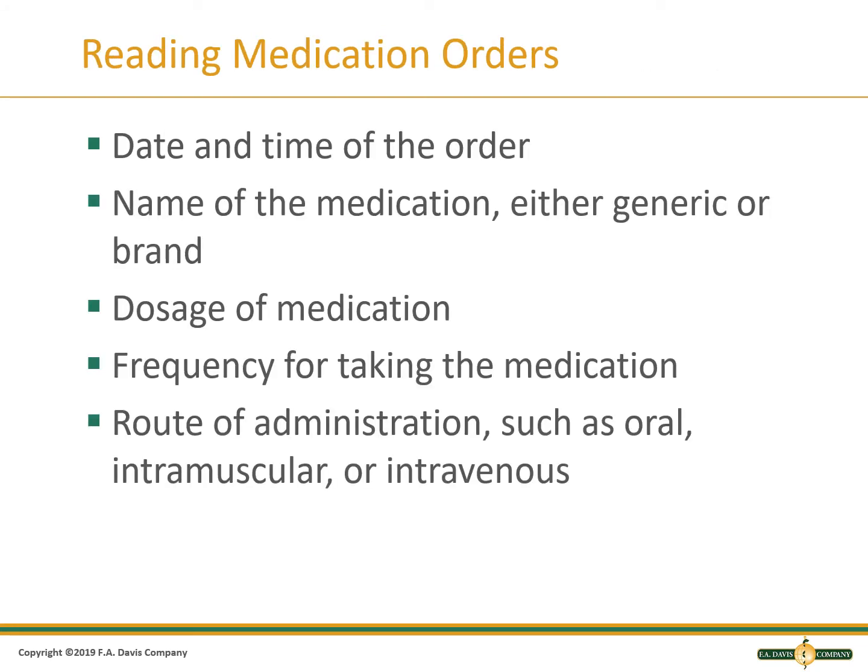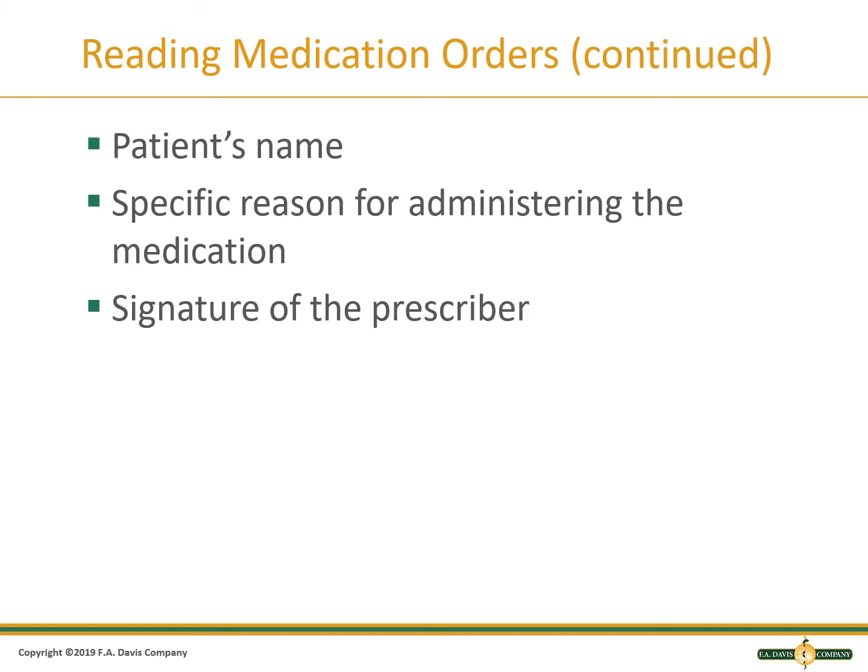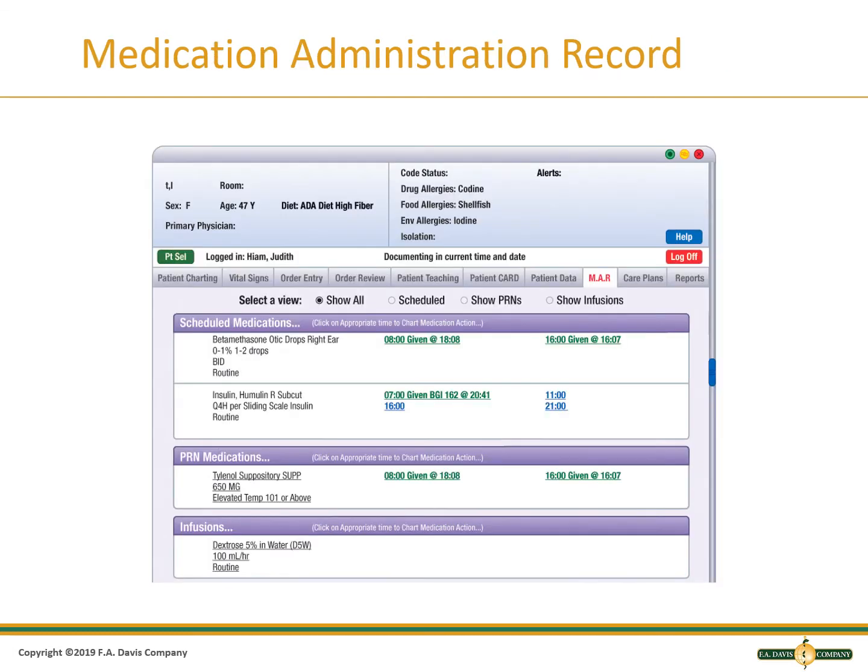As we discussed earlier, the prescriptions are written by healthcare providers with prescriptive authority. The prescription should have date and time of the order, name of the medication, either generic or brand, dosage of medication, frequency for taking the medication, route of administration such as oral, intramuscular, or intravenous. Prescription should also include patient's name, specific reason for administering the medication, and signature of the prescriber.